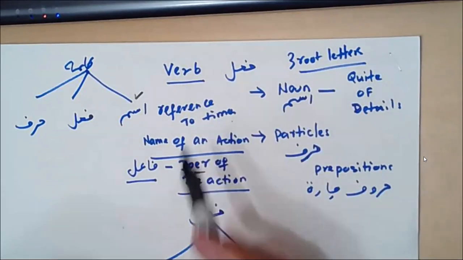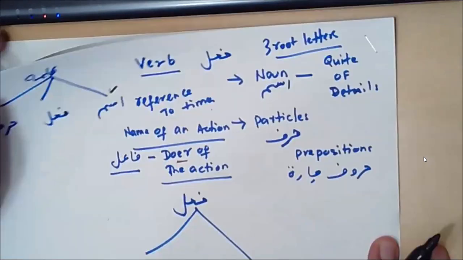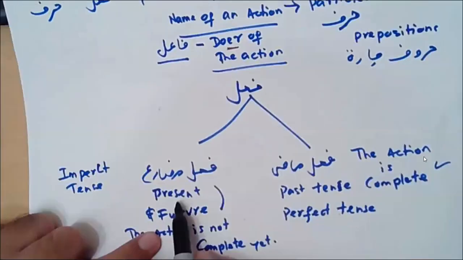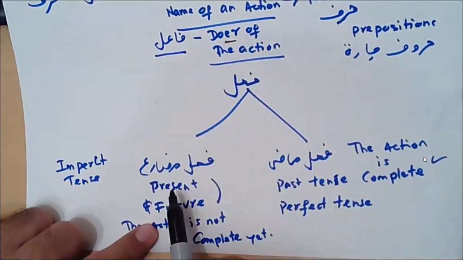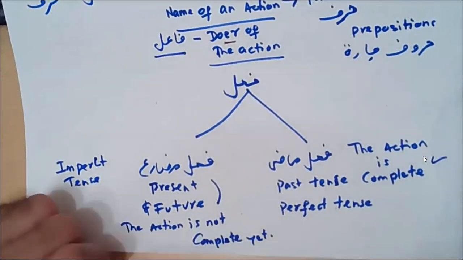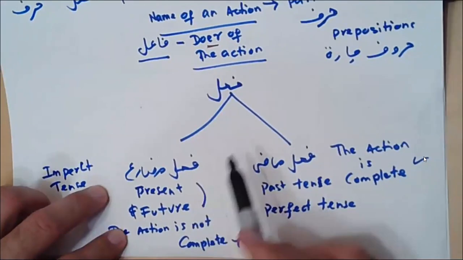What does that mean? We all know that an action can be done in the past, or an action will happen in the present or in the future. If it's the present, it's happening right now. In the future, it will happen in the future. So the fail or the verb is of two kinds.